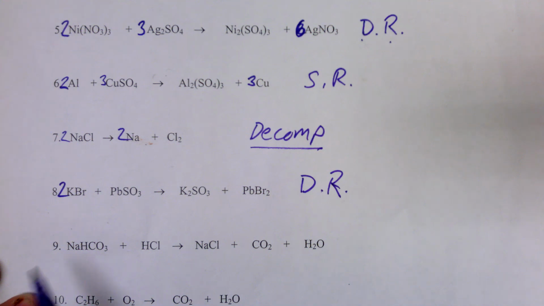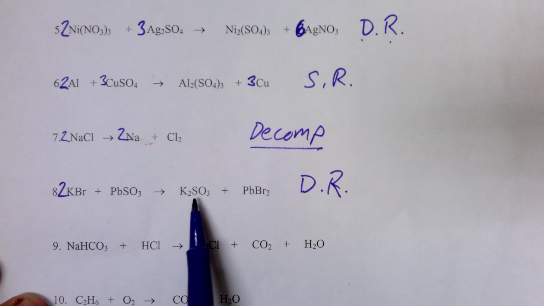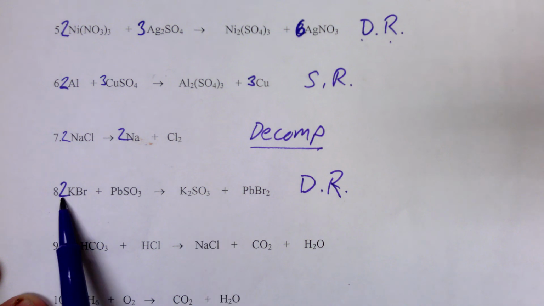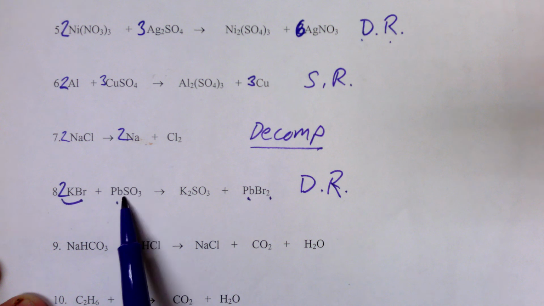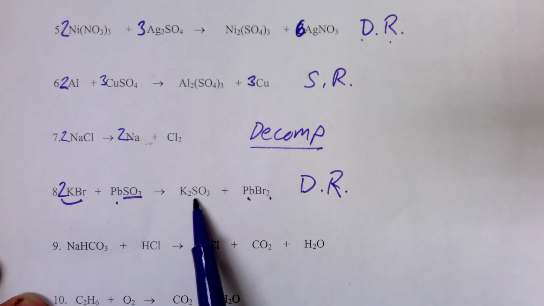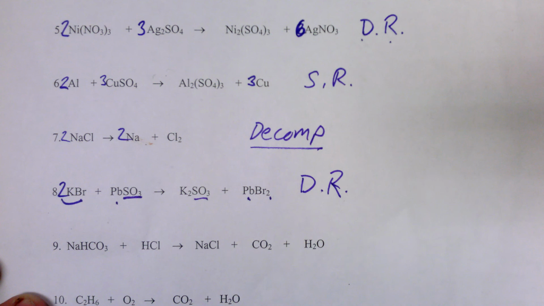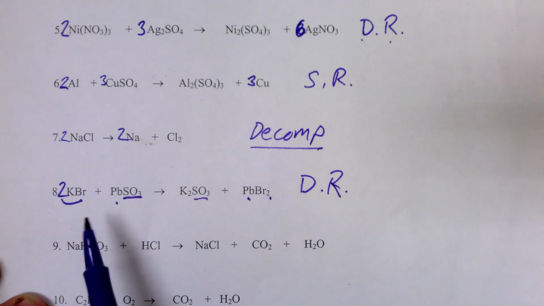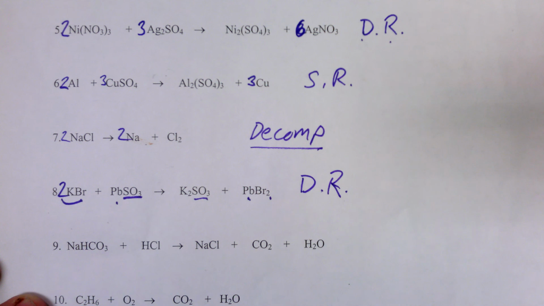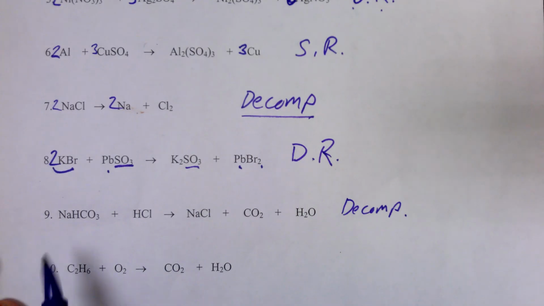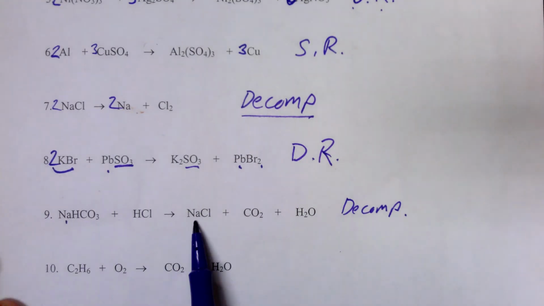So here are my coefficients that make this balance. I'll have 2 potassiums, 2 bromines, and 1 lead on each side. Got 1 of these SO3 things on both sides, so it's balanced. This is a double replacement because we have two compounds that are both being switched. Double replacement.